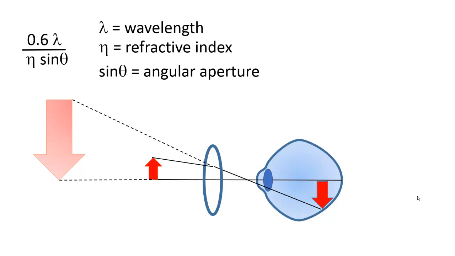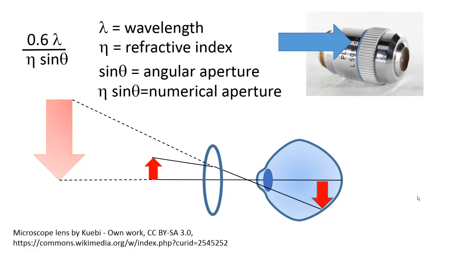And so if we put these together, you get the equation that you see on the left-hand side of the screen: 0.6 lambda divided by eta sine theta. Now for our convenience, eta sine theta is usually combined into a single value known as the numerical aperture, which along with magnification is almost always printed on the barrel of a microscope objective lens. It's kind of hard to see in that picture, but if you look at the tip of the blue arrow, you'll see it says L50x. The 50x has to do with the fact that it magnifies things 50 times, but that 0.60 indicates that this has a numerical aperture of 0.6. So if you multiply eta and sine theta for this lens, you would get 0.6.